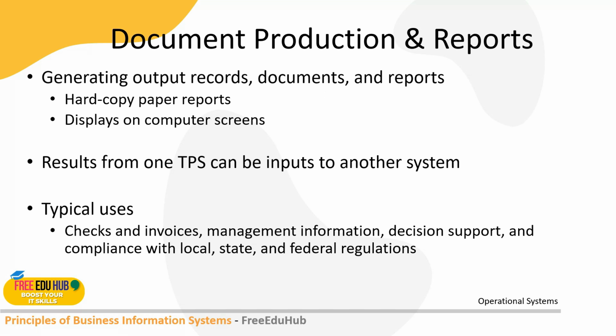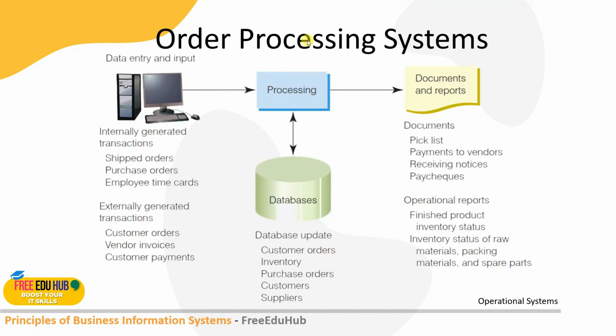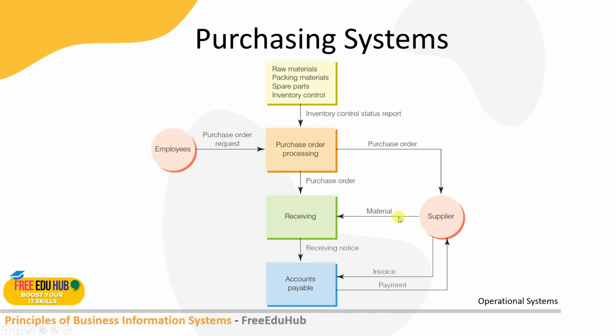Now they are summing up the order processing system. The data entry and input would go to a computer for processing, the database would be updated, and then the documents and reports would be printed as per the requirements. That's a typical purchasing system, where the raw material, packing material, spares and inventory, etc. are sent to order processing, where the employees would issue a purchase order request. The purchase order request would be sent to the supplier so that they can supply the items.